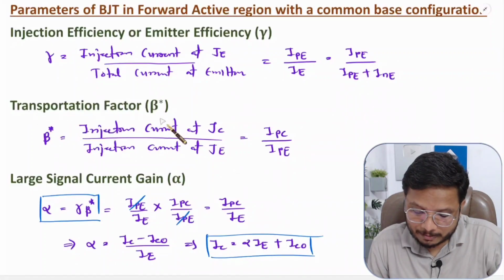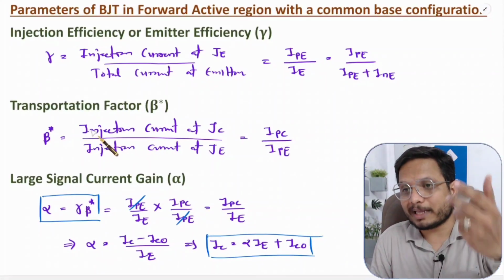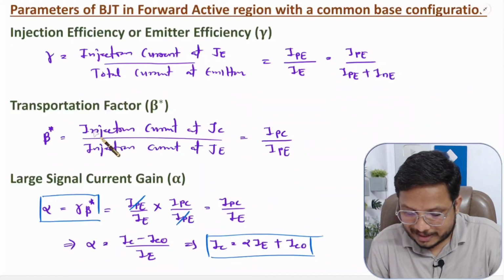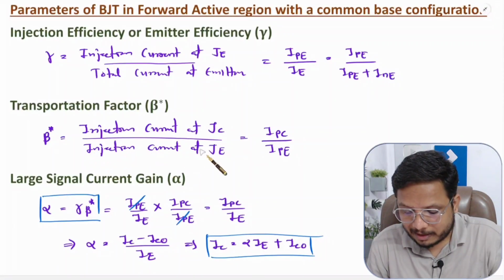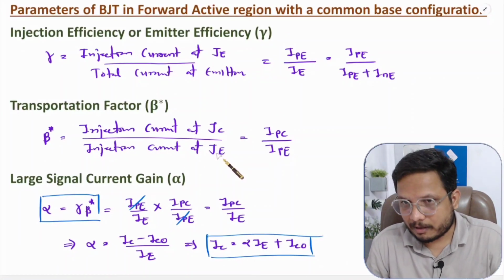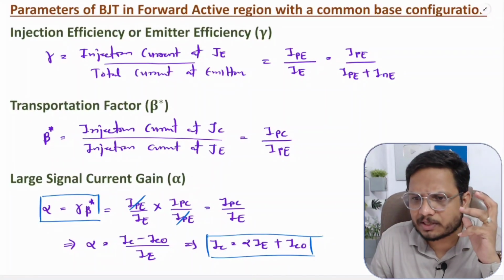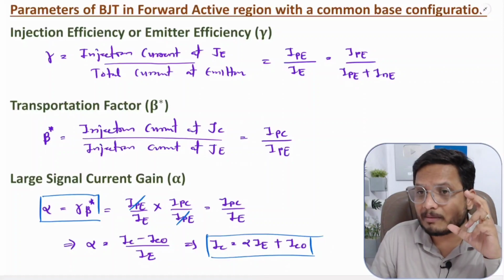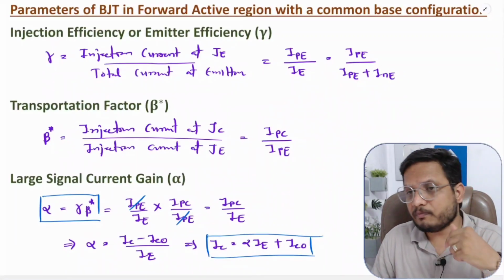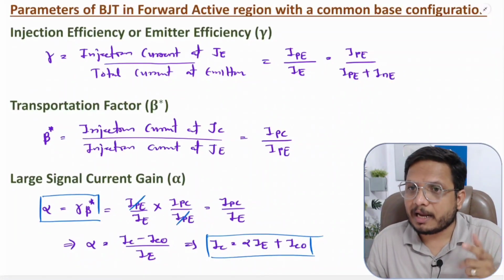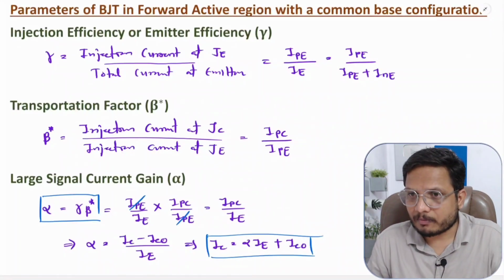The transportation factor explains how much injection is reaching the collector: injection at the collector divided by injection at the emitter, so IPC by IPE. These are the definitions you will have to understand and remember, because in future when you solve problems, that is very essential.